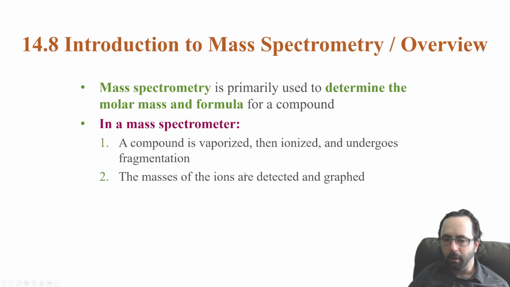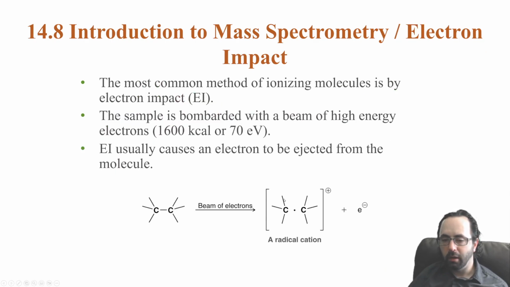In the mass spectrometer, the compound is vaporized. It will be ionized usually by what's known as electron impact ionization or a high energy laser. Then it will fragment due to that excess energy added to it, which causes the molecule to vibrate, sometimes so much that the bonds break. And then the masses of the ions and the fragments are determined. The most common method of ionizing molecules is by electron impact. You get high energy electrons or light and shoot it at the molecule.